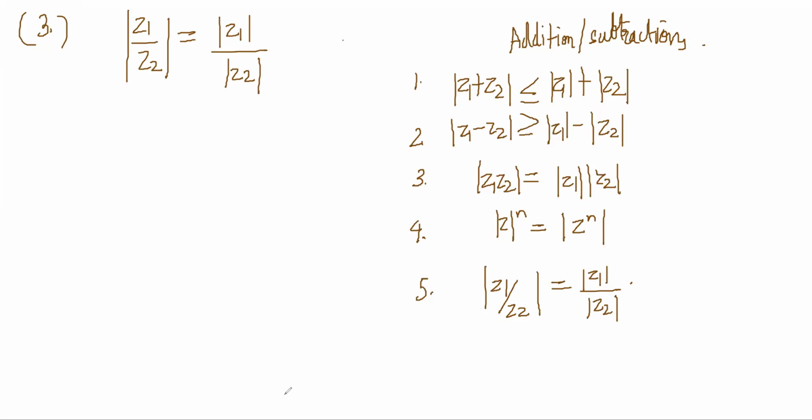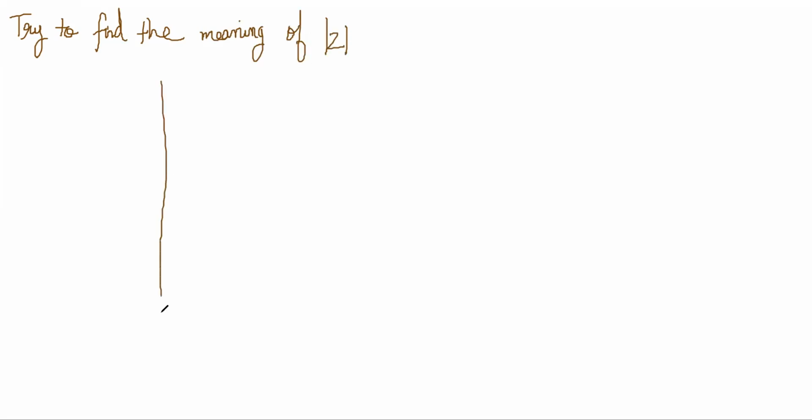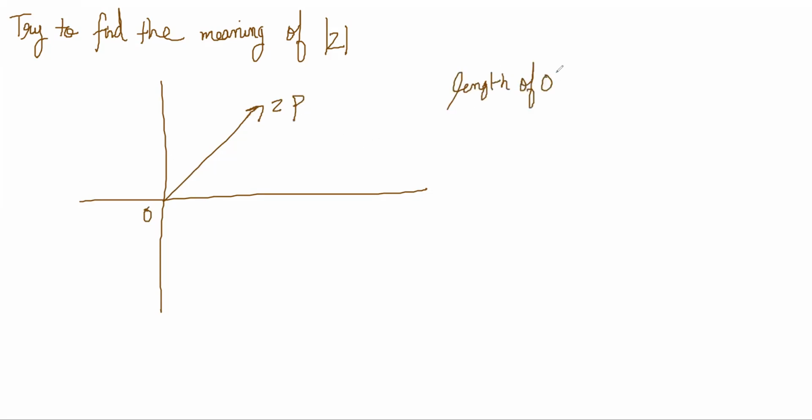Now what we will do is try to understand modulus from a geometric point of view. Find the meaning of modulus from a geometric point of view. Mod of z. We already know what mod z is. We know that mod z is the length of the vector from O to z, the length of the OP vector.